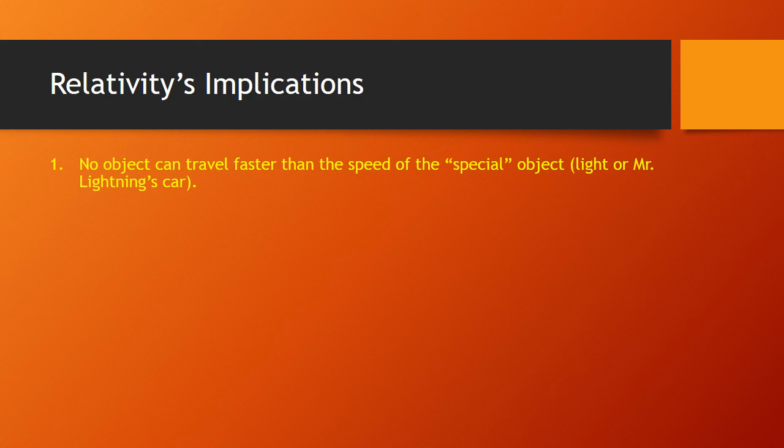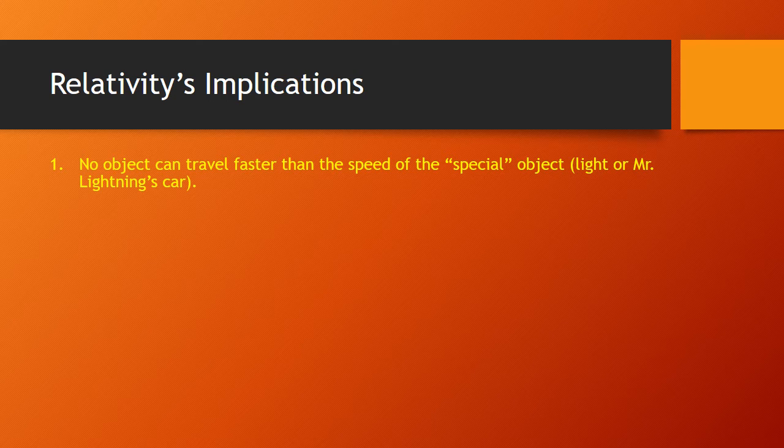The new formulas, whether resulting from Einstein's claim about the speed of light or Mr. Lightning's claim about the speed of his car, have the following implications. 1. No object can travel faster than the speed of that special object, light or Mr. Lightning's car.